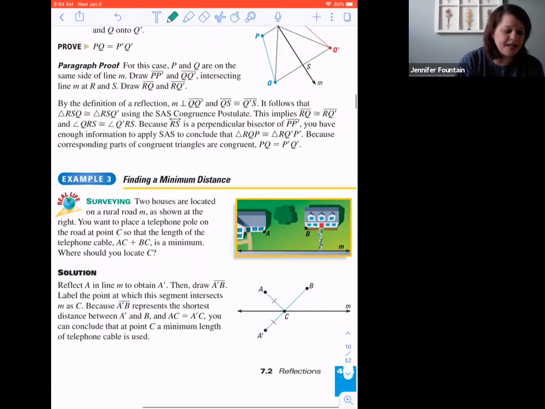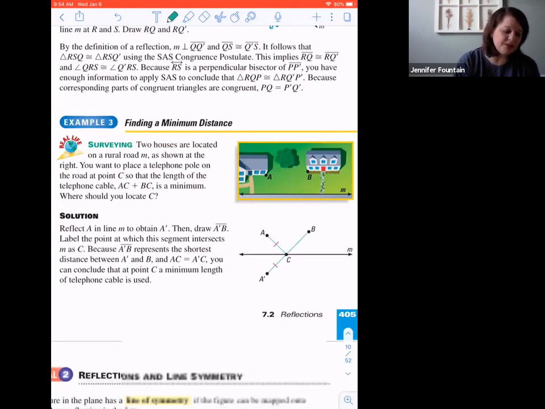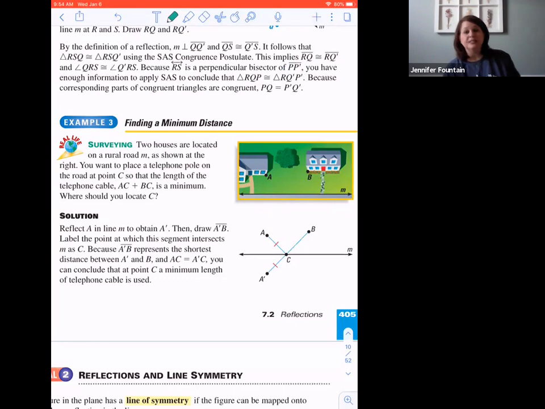All right, example 3, finding a minimum distance. Surveying: 2 houses are located on rural road M, as shown on the right. You want to place a telephone pole on the road at point C, so the length of the telephone cable, AC plus BC, is a minimum. So they're putting up a pole, and they want the line to be as short as it can be. And so it's saying, where would you locate C? So think about the shortest distance between 2 points being a straight line. What you're looking at is where we would need to put that.